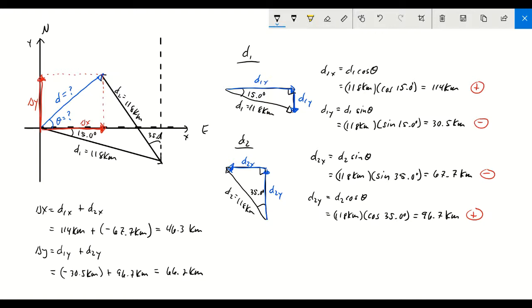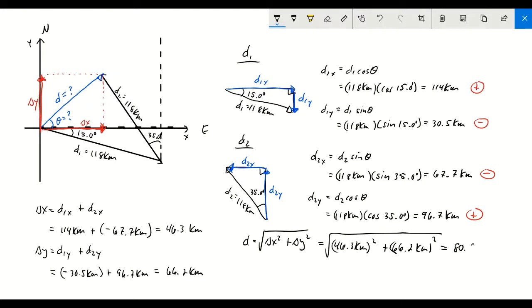So now I have my x and y components for the resultant. We can use our Pythagorean theorem. So d equals the square root of delta x squared plus delta y squared. Put the numbers in, we get 46.3 kilometers squared plus our 66.2 kilometers squared. Take the square root, and this gives us 80.8 kilometers. We're almost done. Now what we need to do is figure out our angle. So we'll use our inverse tangent.